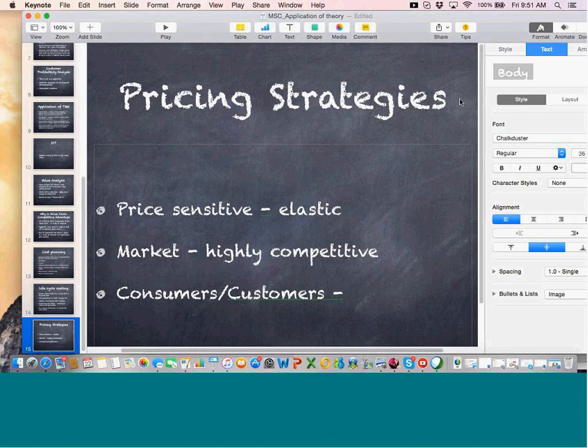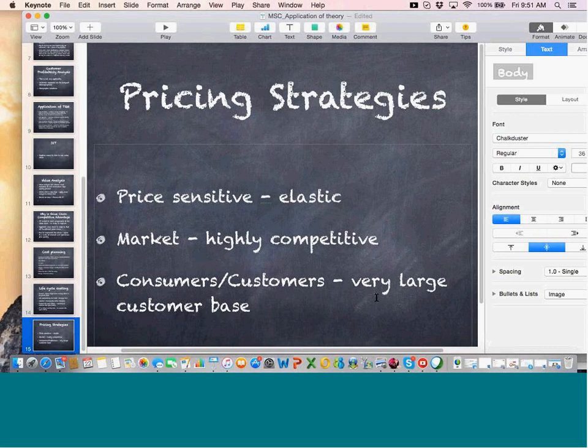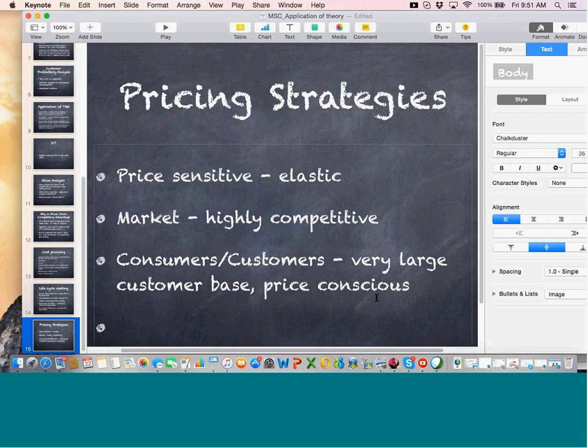So you can see the customers are different. Product characteristics are different. Our market is highly competitive. We have a large customer base. It's price conscious as well. So in mind, you can't go for a full cost strategy, because the customer will say, I don't care about your full cost strategy. The market price is this.